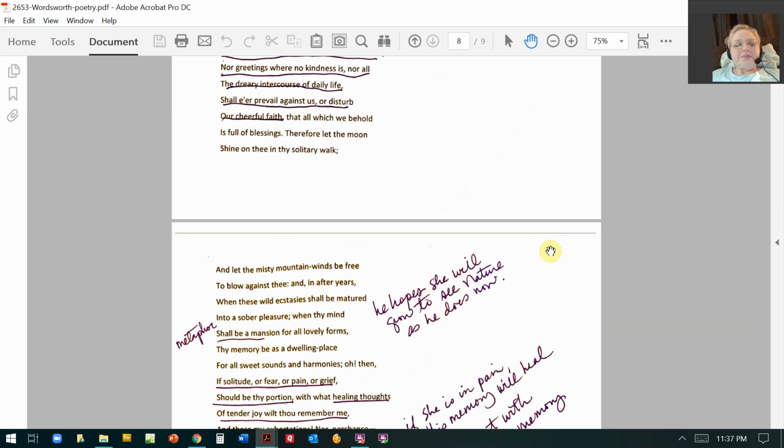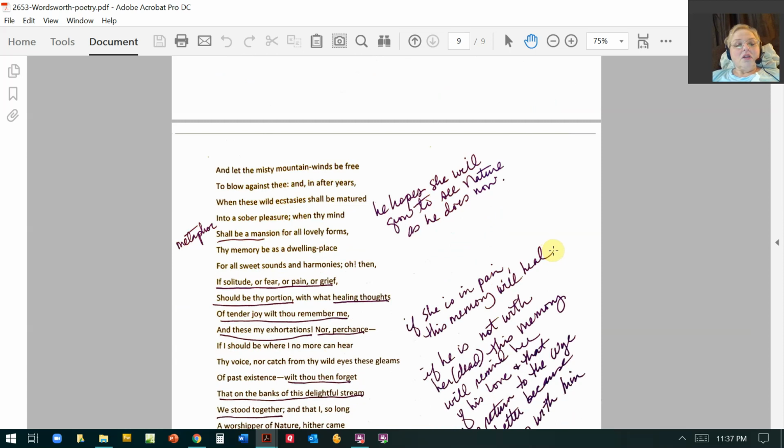And so he says that he hopes that she'll grow to see nature as he does now, right? That her mind shall be a mansion for all lovely forms. There's a metaphor, right? And he says, for all sweet sounds and harmonies, oh, then if solitude or fear or pain or grief should be thy portion, with what healing thoughts of tender joy wilt thou remember me and these my exhortations?